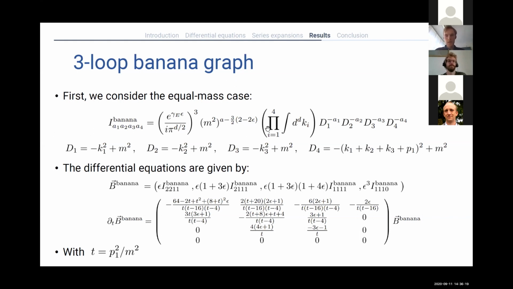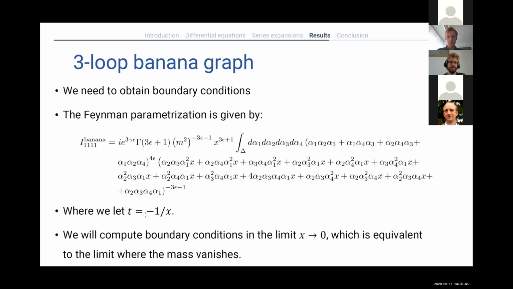Now, first we'll look at the equal mass case. So we just define this banana graph. Many people have seen it before. And then you have a set of differential equations given here at the bottom, which is actually very small. I mean, this is a very simple system of differential equations. And now the way that I wrote this is that I normalized out the mass dependence and work with p squared over m squared, but that's equivalent to putting m equal 1 and just working with p squared.